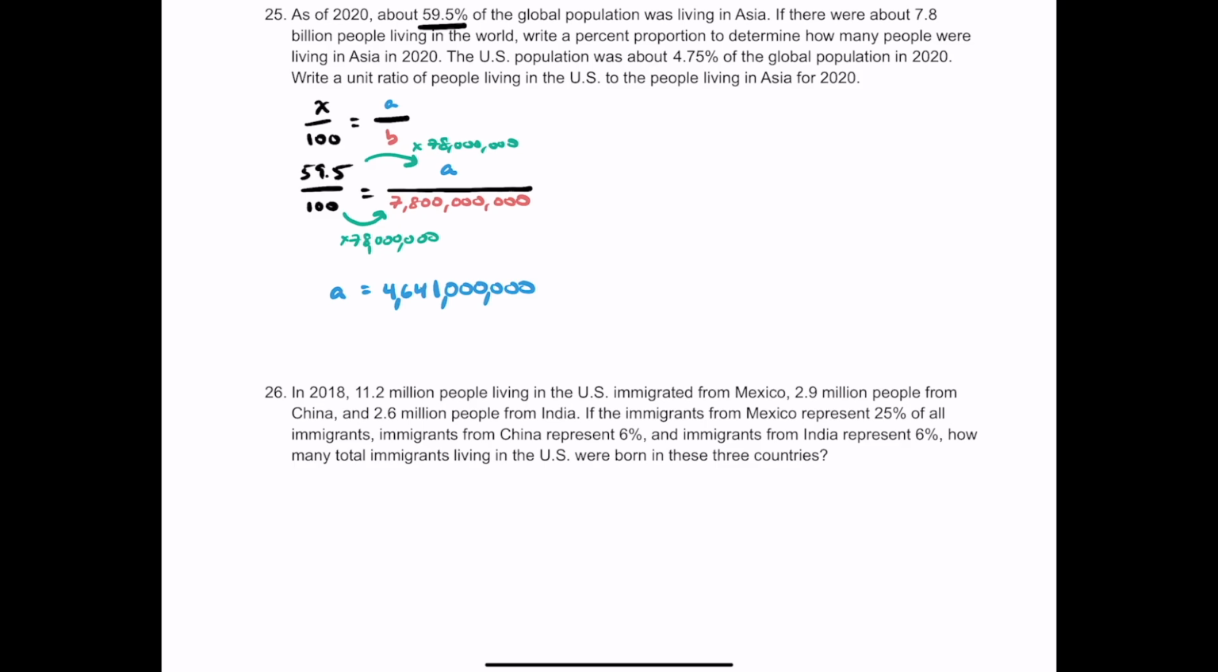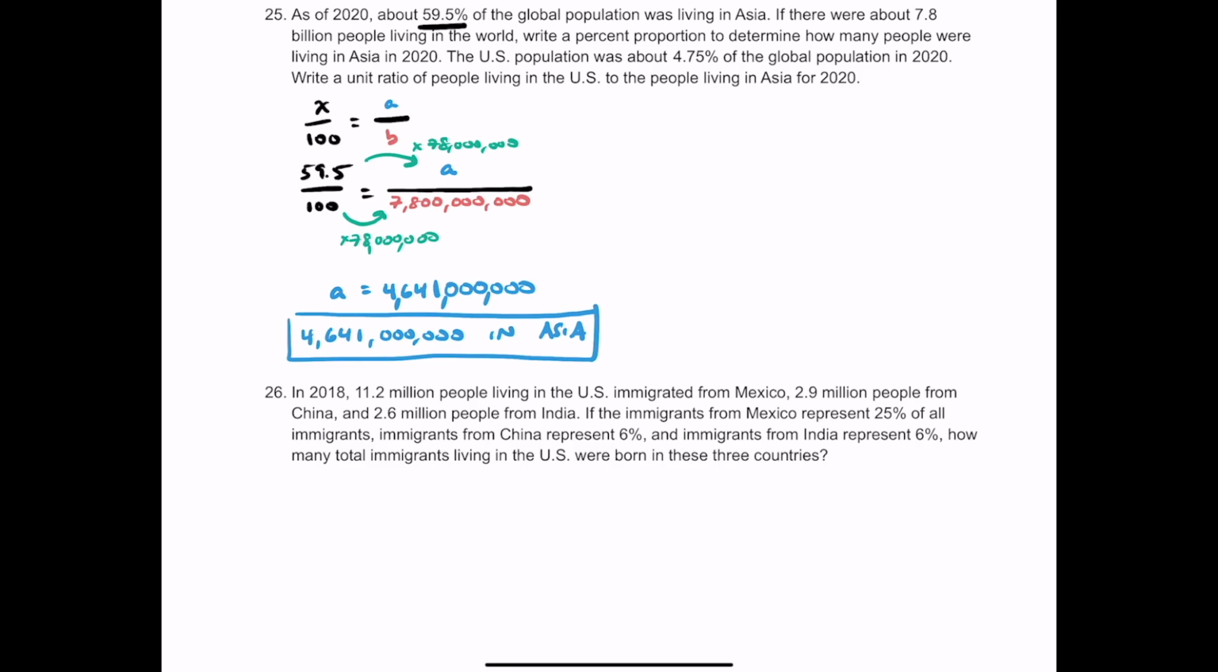4,641,000,000 people, right? So it says how many people are living in Asia. So we can say 4,641,000,000 people. This is in Asia. Okay, so I'm just going to put a box around this since this is pretty important. And that is more than half, right? So 7.8 billion, this is about 4.6 billion. Okay, so that's how many people are living in Asia as of 2020.